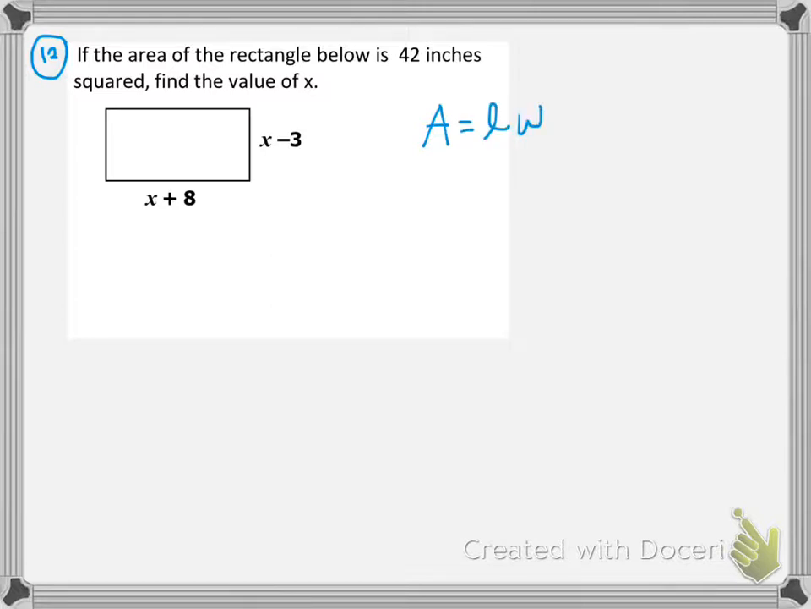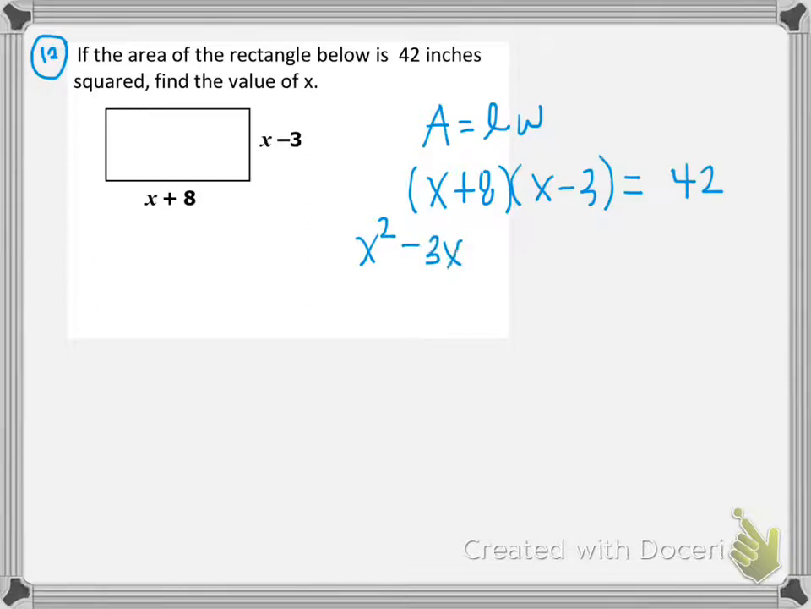Okay, so that means that this is going to be your length. So x plus 8 times x minus 3, so length times width, is equal to 42. So I need to multiply this out. x times x gives me an x squared, x times negative 3 is a negative 3x, 8 times x is a positive 8x, and 8 times negative 3 is a negative 24.